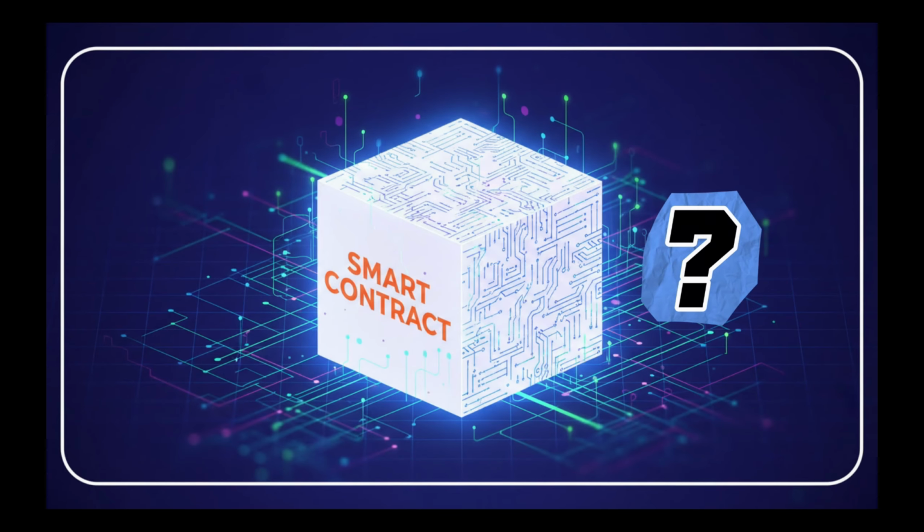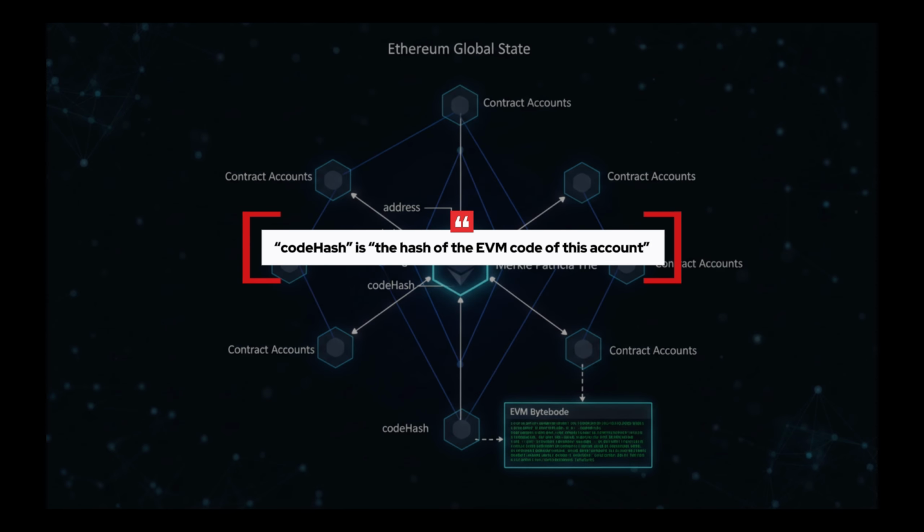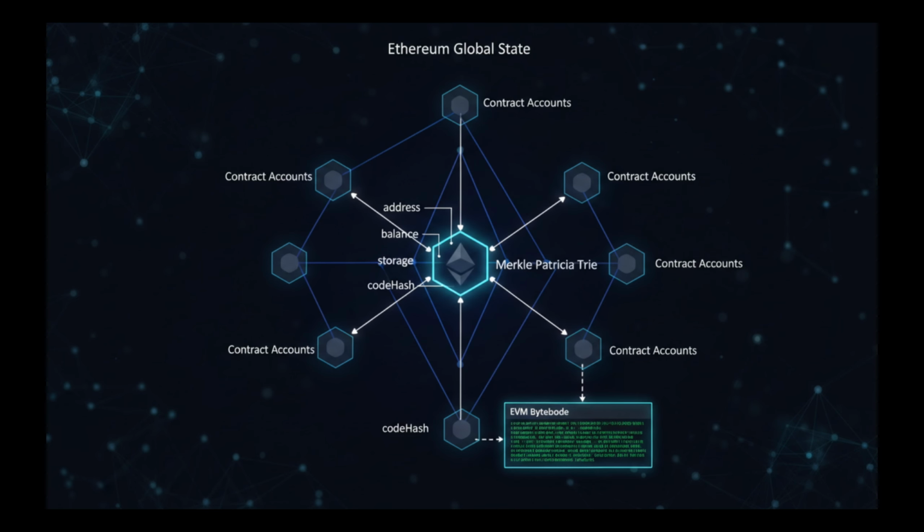Where does the deployed contract actually live on the blockchain? In Ethereum, every contract has an account in the global state. Each account stores a code hash and some storage. According to the Ethereum spec, the code hash is the hash of the EVM code of this account. The actual bytecode is stored in a database, the Merkle Patricia trie, by this hash. In simpler terms, the blockchain state keeps a pointer, the code hash, to your code.